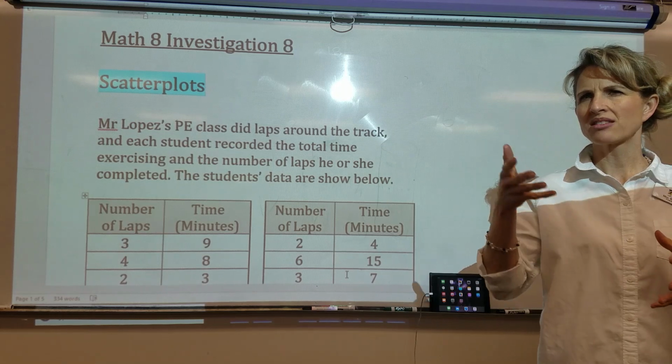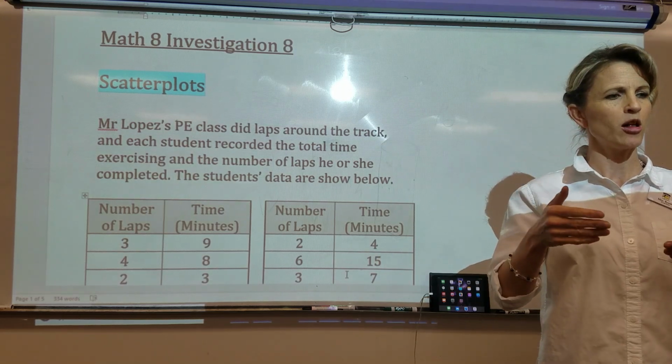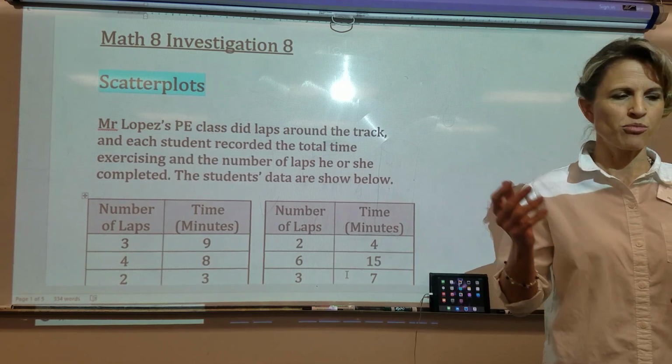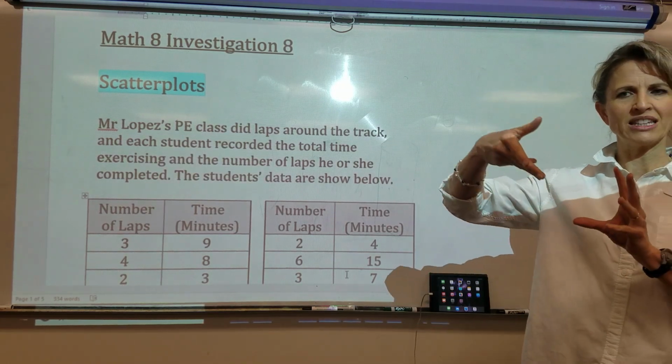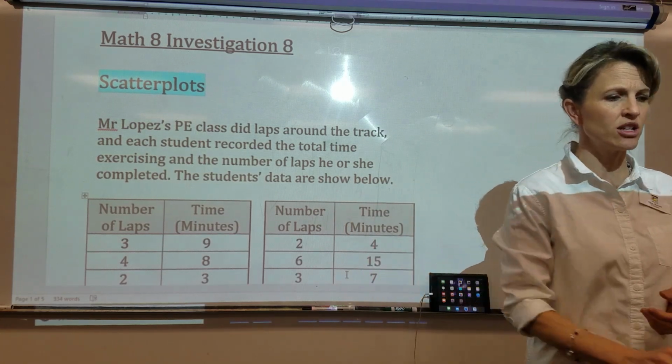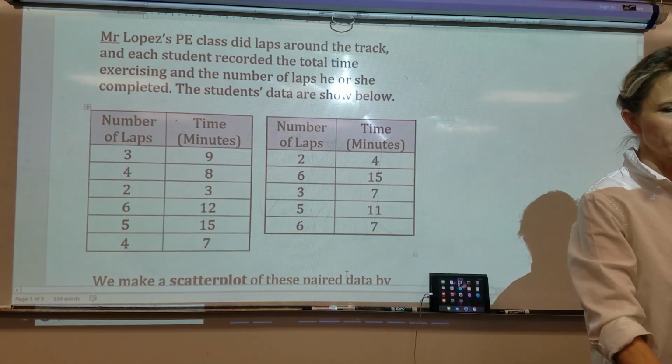do the points make some type of a shape that could help us identify a relationship or a trend among the points? Are all the points forming a linear trend? Are they going uphill? Are they going downhill? Is it increasing? Is it decreasing? So let's take Mr. Lopez's class.